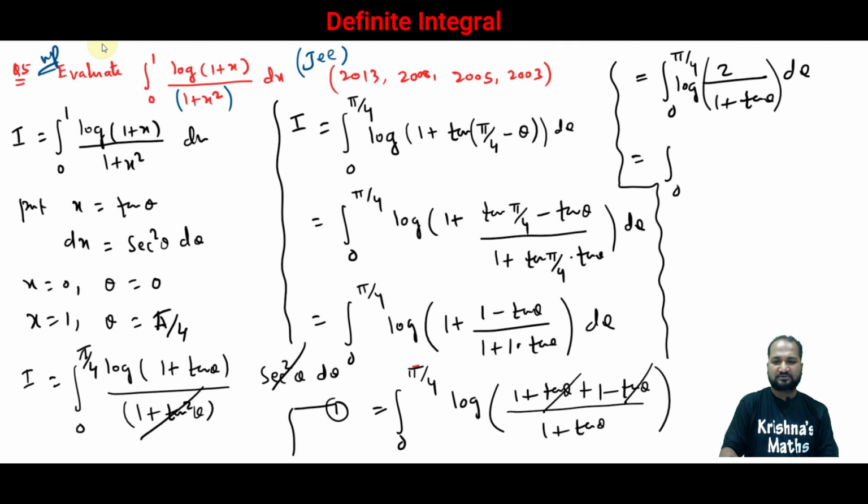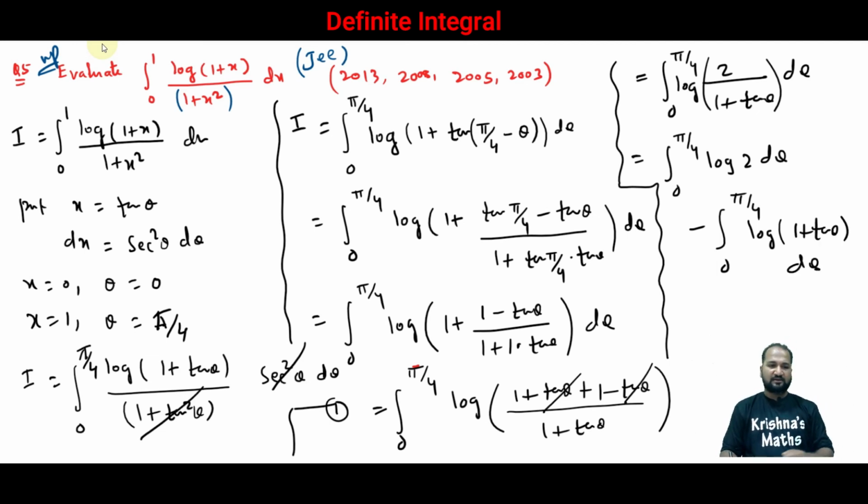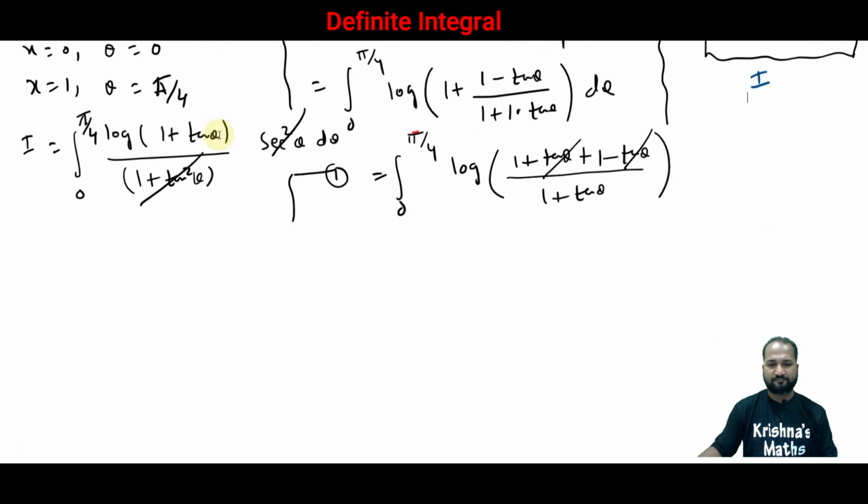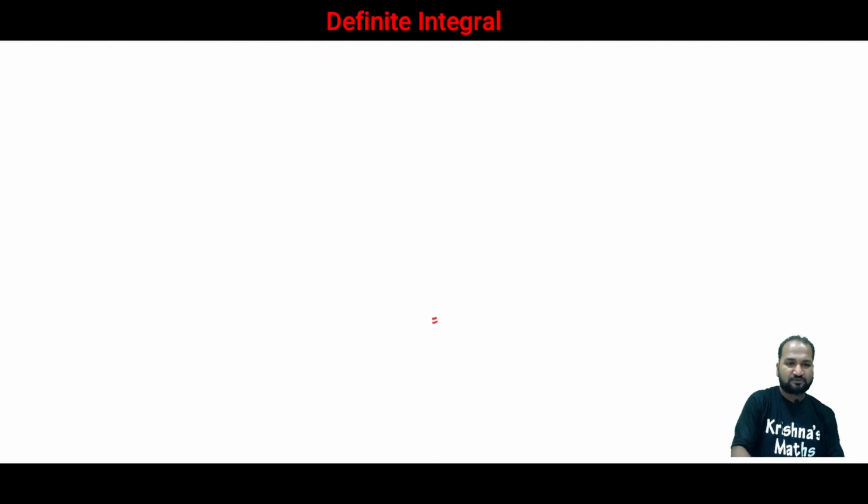So this is equal to the integral from 0 to pi by 4 of log 2 into d theta, minus the integral from 0 to pi by 4 of log of (1 + tan theta) into d theta. Right? Now on the left-hand side, what was I? It was log of (1 + tan theta), and this is again the same log of (1 + tan theta), so this will again be considered as I. Taking this I to the left side, I plus I will become 2I, and 2I is equal to log 2 times the integral from 0 to pi by 4 of d theta.